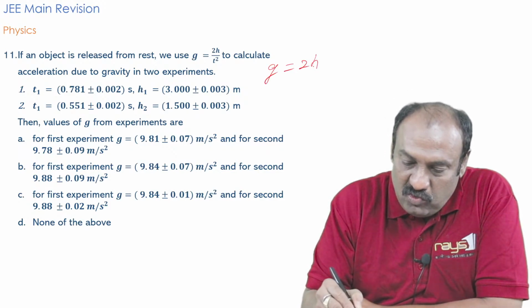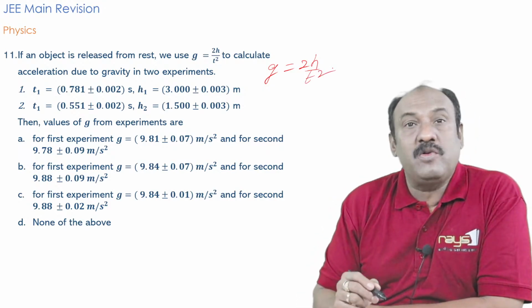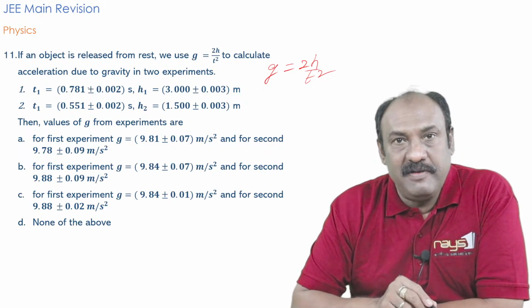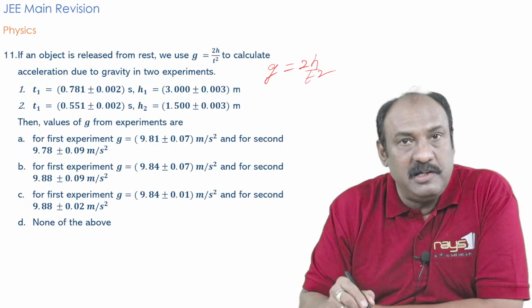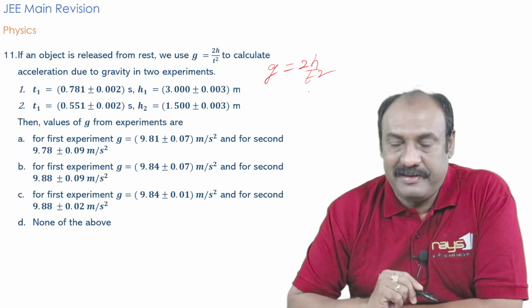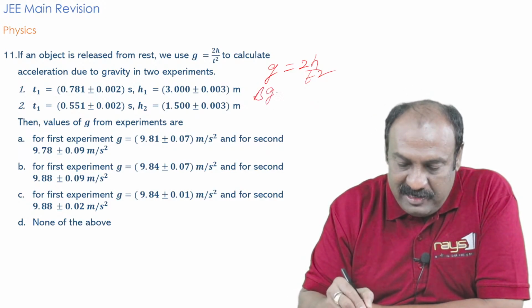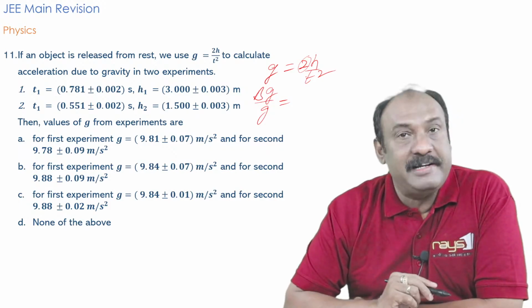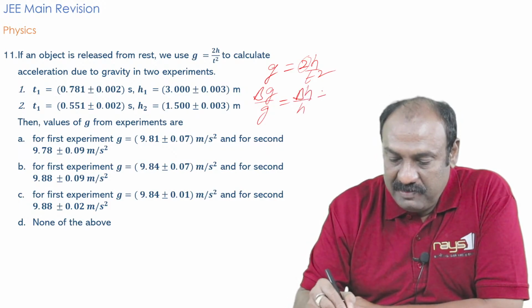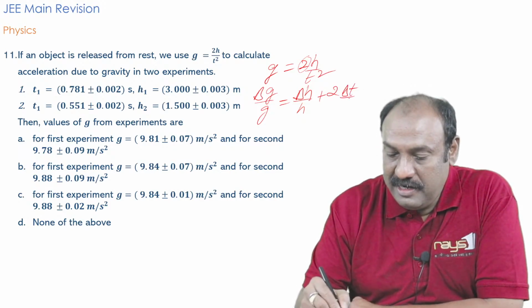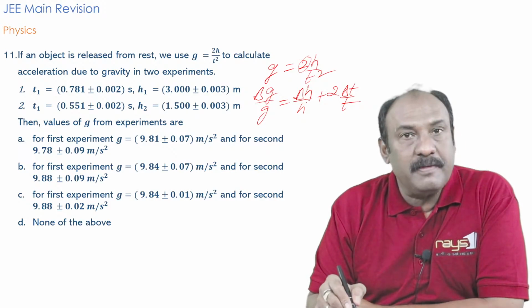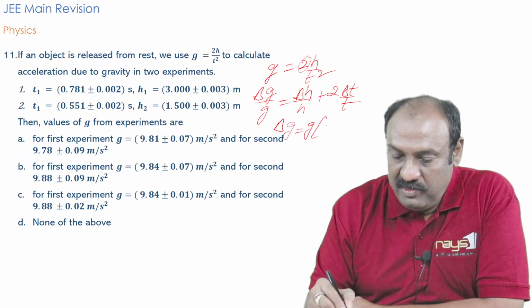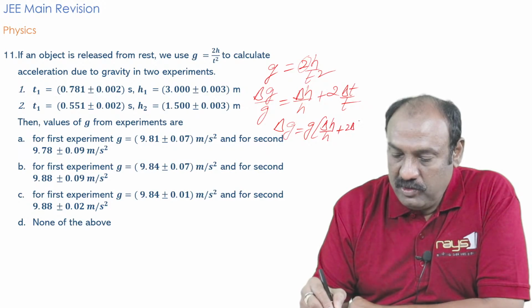g is equal to 2h by t square. From this we have to express the answer in terms of its precise value and error. So g is to be expressed as g plus or minus some error. So what is the error here? How do you calculate the error? Delta g by g equal to, 2 is a number, so h and t are variables according to the given data. So it is delta h by h plus, for t square, it is 2 into delta t by t. So this is the fractional error in the g value. We want delta g. Delta g equal to g into delta h by h plus 2 into delta t by t.